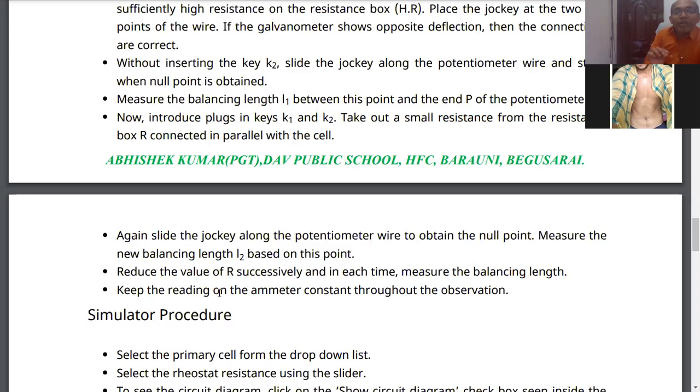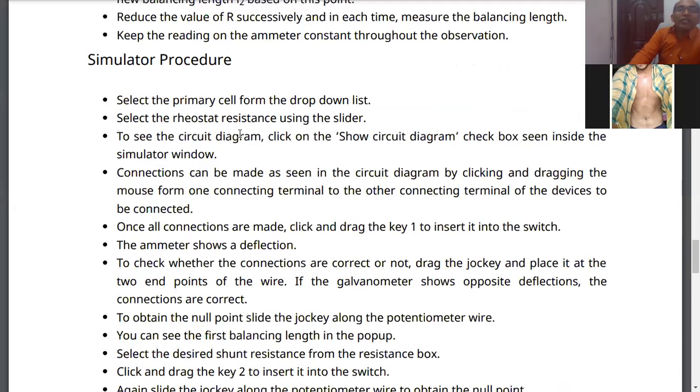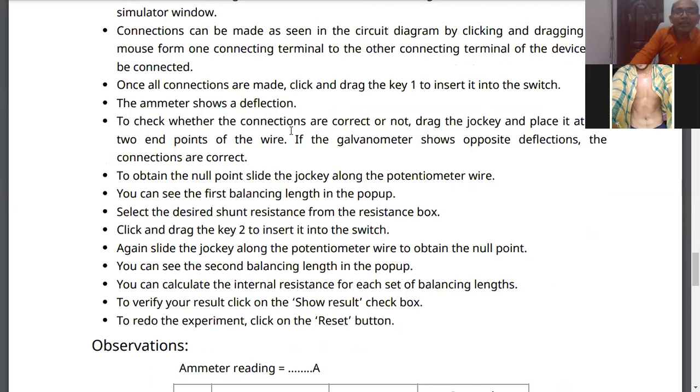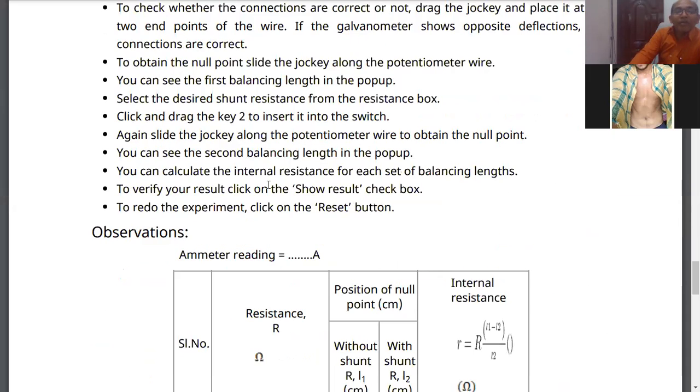There must not be variation of current in the ammeter. If current varies during the experiment, then there will be error. As you have already learned in the theory part, current must remain constant. Then the potential difference across the length of the conductor will be proportional to the length of the conductor. So now we move on to the simulation part that we have to show you in a virtual lab.